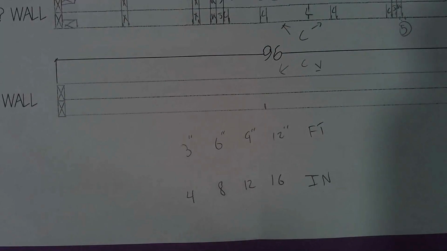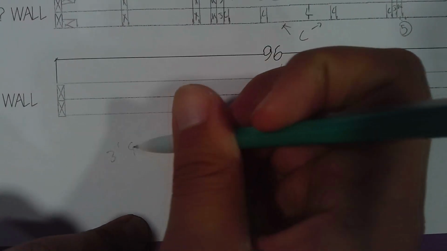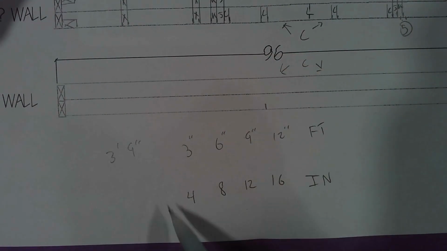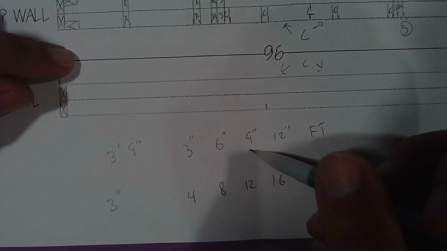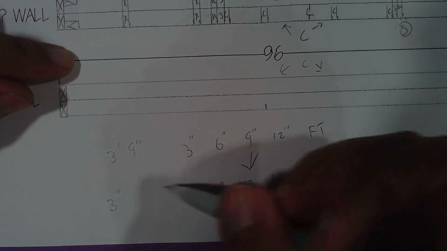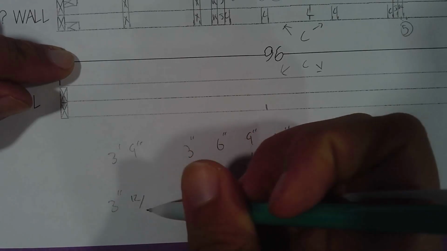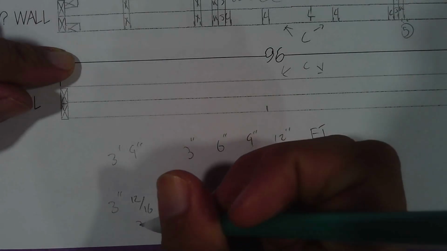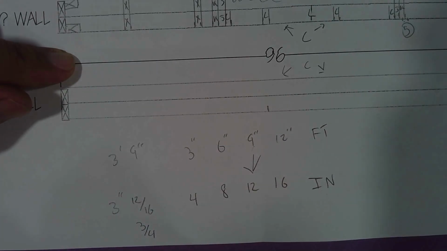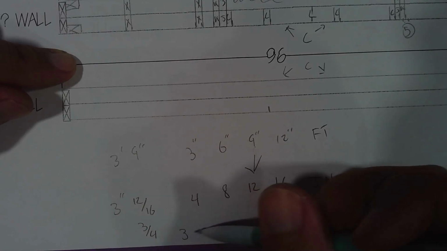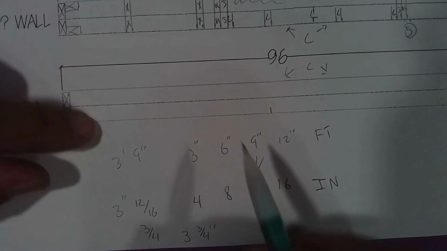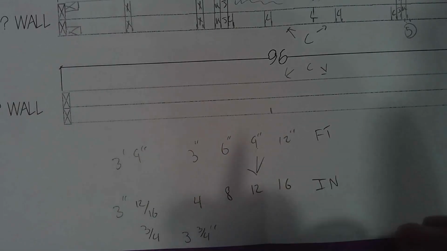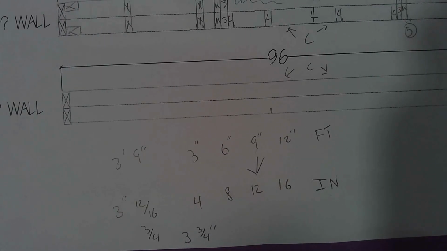So, for example, if we have 3 foot, 9 inches in real life, on paper, it'd be 3 inches, and then 9 would turn into 12. So this would be 3 full inches, then 12 over 16, also known as 3/4. So we would have 3 3/4 inches. That would be our number for where our center line would be. So that's how that scale works for converting our real numbers to our paper.